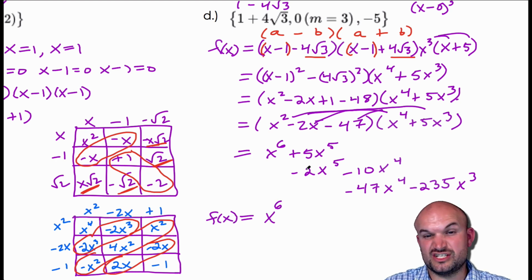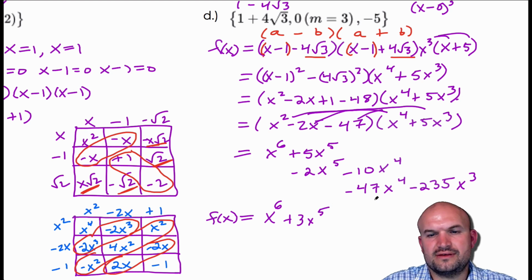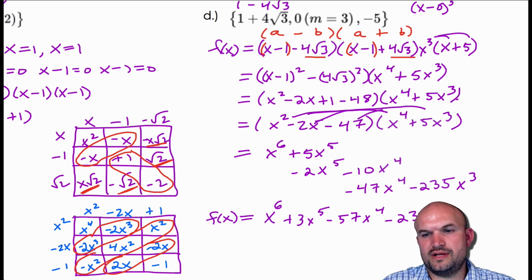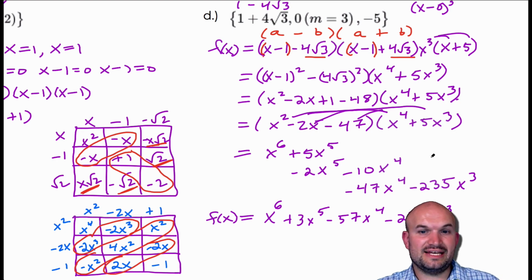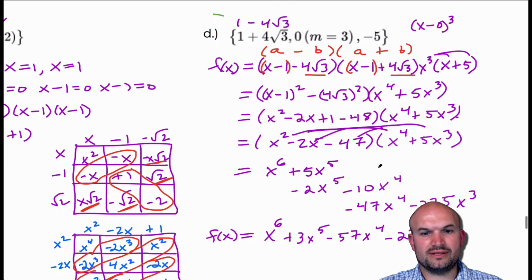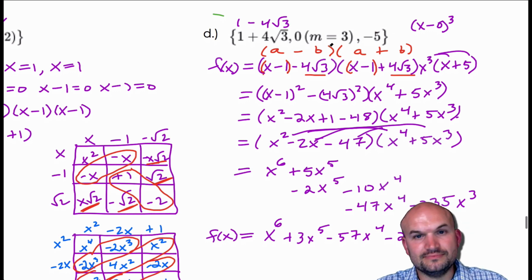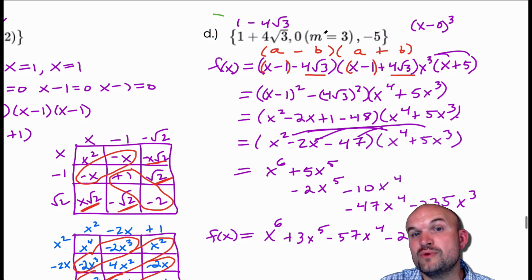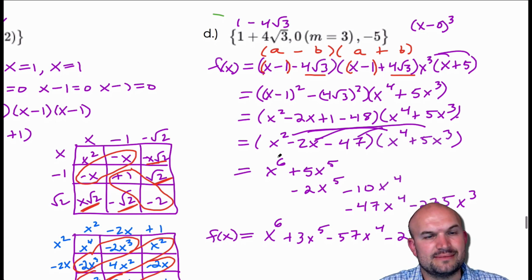This becomes, now you're just adding the leading coefficients, keeping the exponent the same. So this becomes a positive 3x to the 5th. This becomes a negative 57x to the 4th. And this becomes a negative 235x cubed. Okay, and again, you can see here, the one thing I forgot to mention on this one, there's only 1, 2, 3, 4 zeros, right? But remember, there's really 1, 2, 3 zeros, and then here are 3 of them because they got repeated. So that's why it adds up to a power 6.